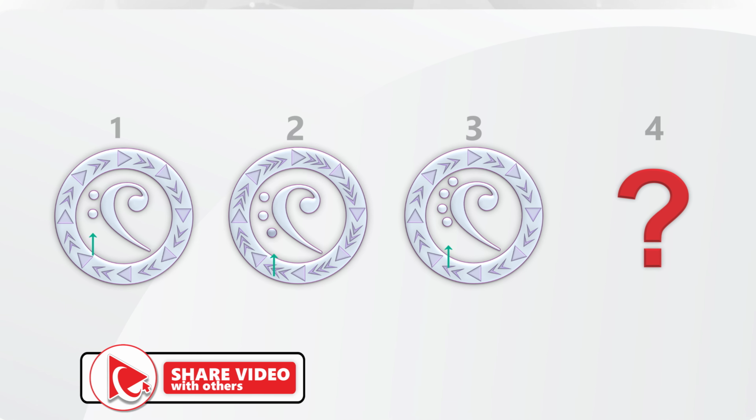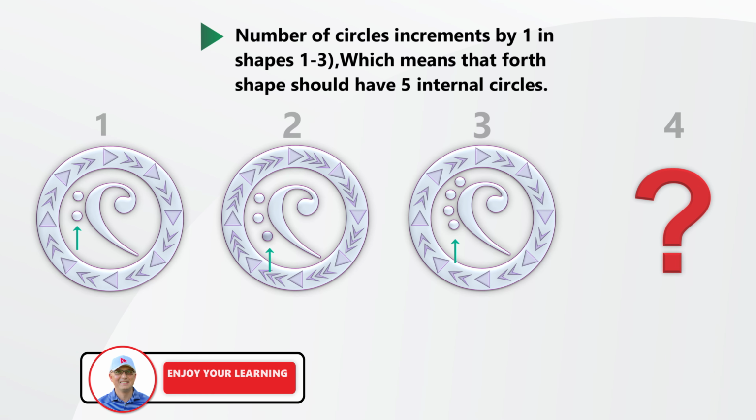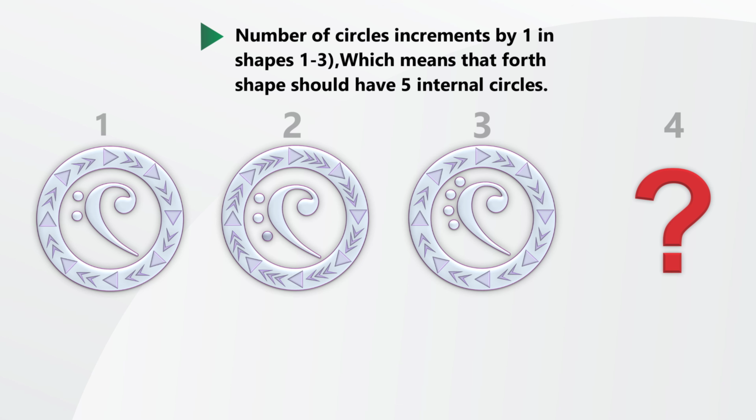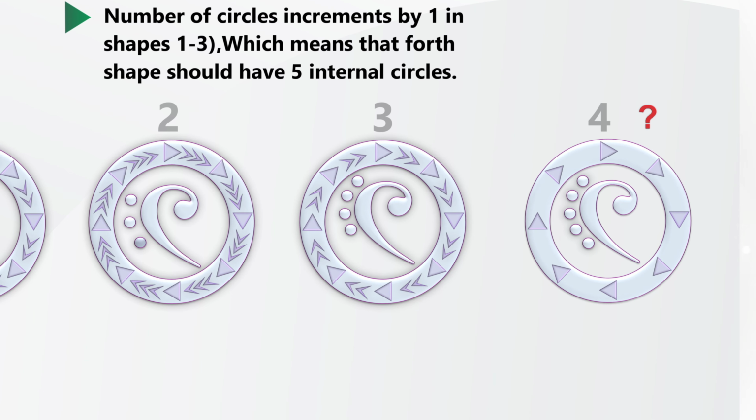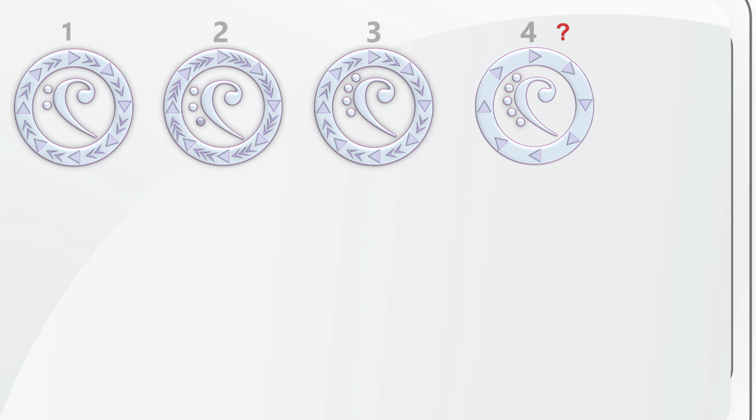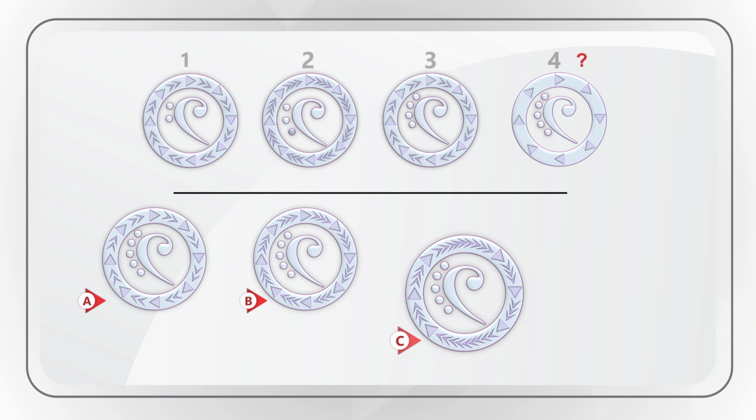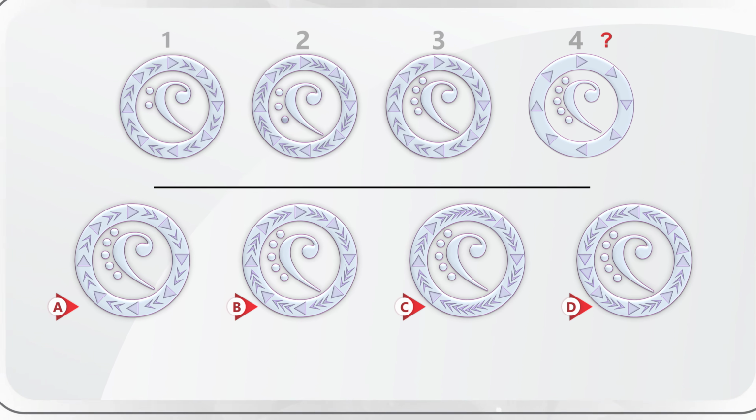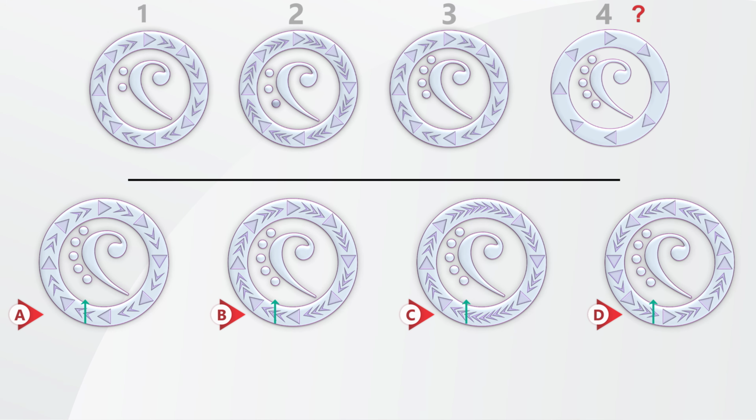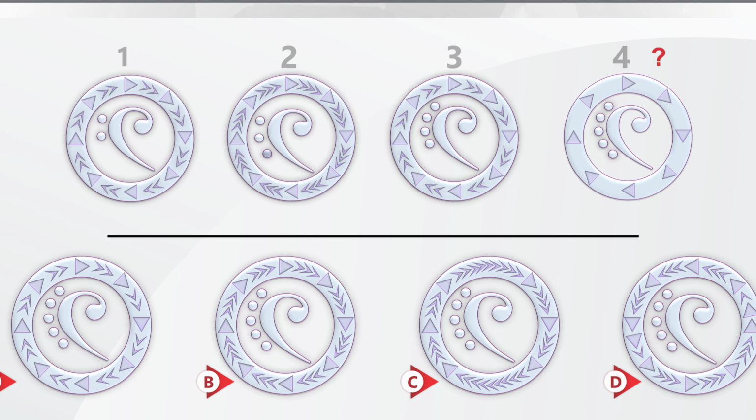The number of circles increments by 1 in items 1 through 3. For example, item 1 has 2 circles, item 2 has 3 circles, and item 3 has 4 circles, which means that item 4 should have 5 circles. Well, guess what? I was so excited to select the final answer just based on this finding, but then I noticed that all choices A, B, C, and D have 5 small circles inside, which leads us to the conclusion that the number of checks between triangles defines the final answer.